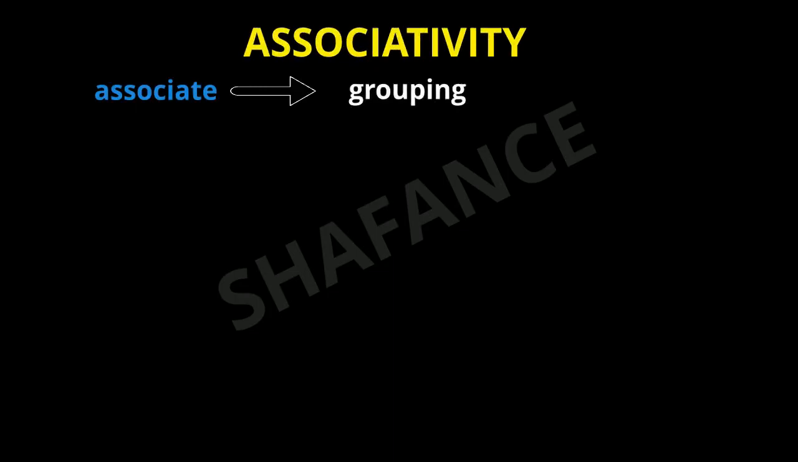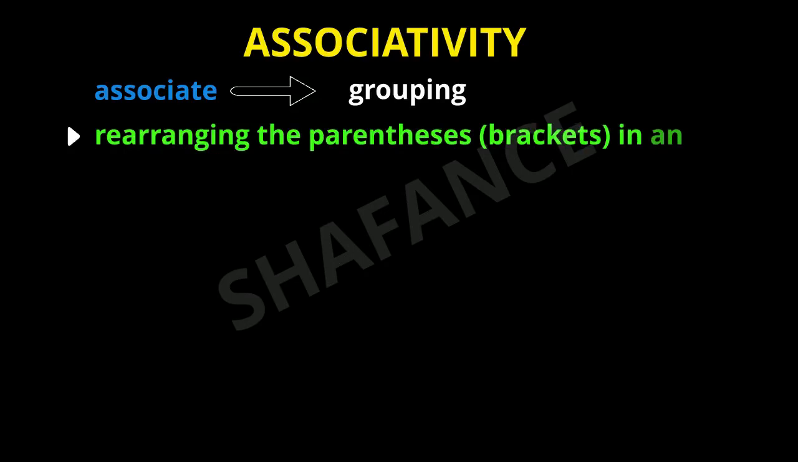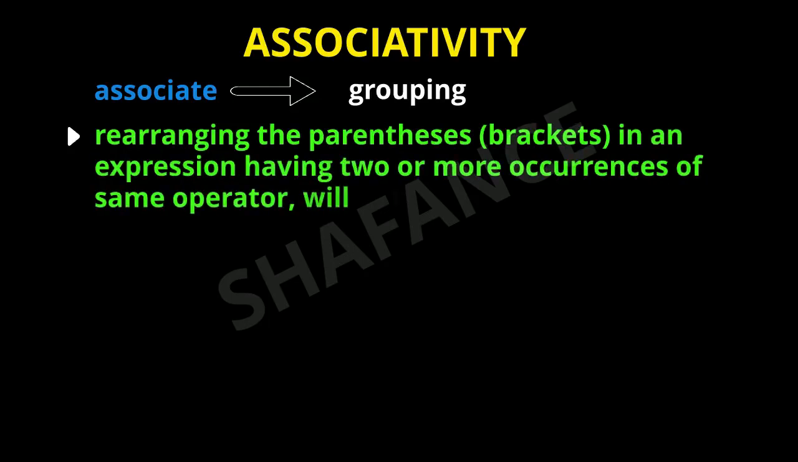Now we will see the property of associativity. Associate means grouping, or to group. And the property of associativity states that rearranging the parentheses or the brackets in an expression having two or more occurrences of the same operator will not change the result. So this property is with respect to the operation.